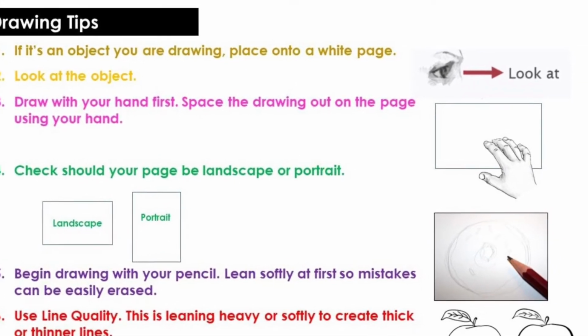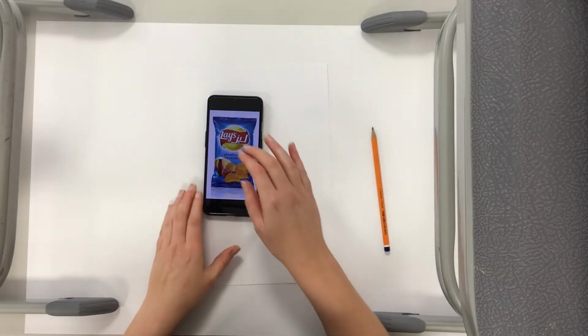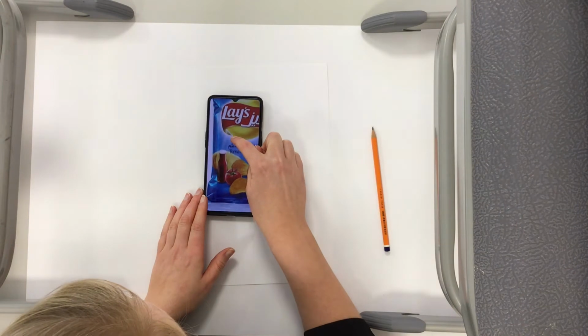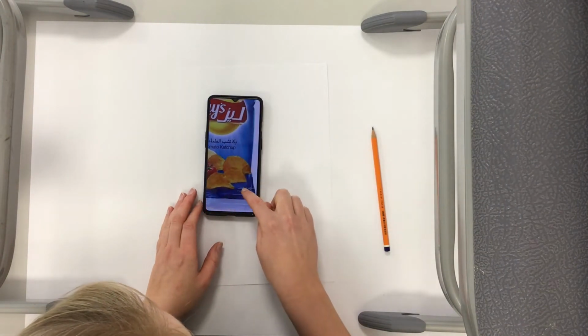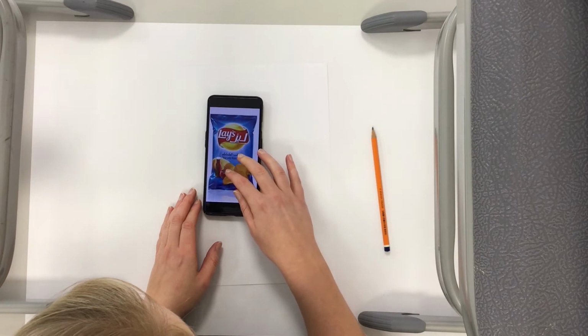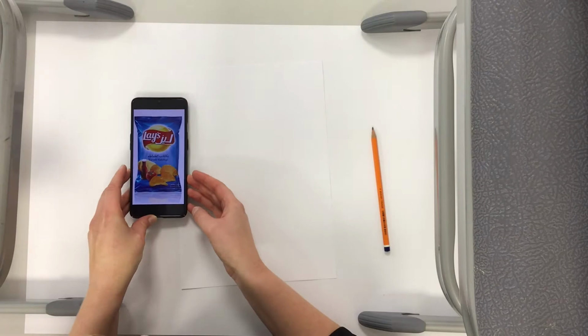Next up, it's time to actually look at the object. So I'm taking my phone, I'm going to look close up into all the different sections. Look at the different lines I can see, look at the different shapes I can see, where does it pinch in, where does it go out. I do the same with the real life chips packet if I was drawing from that.